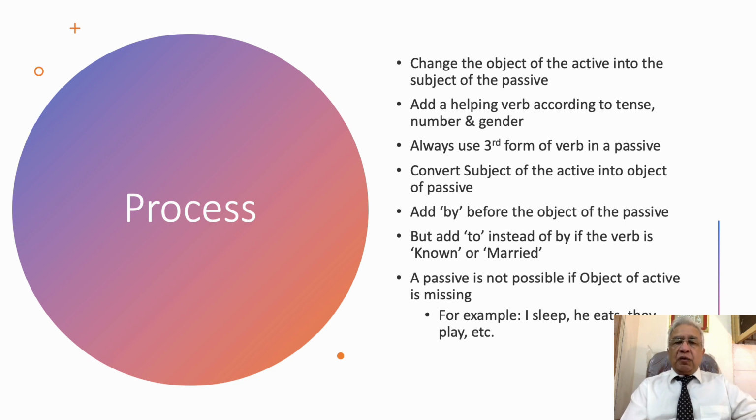However, there are two verbs. One is known, one is married. These do not require by before that, and the preposition to is to be added before that.